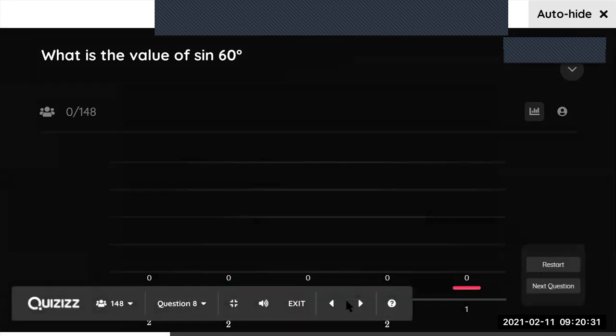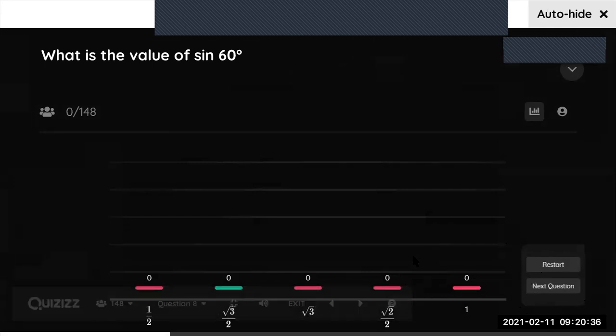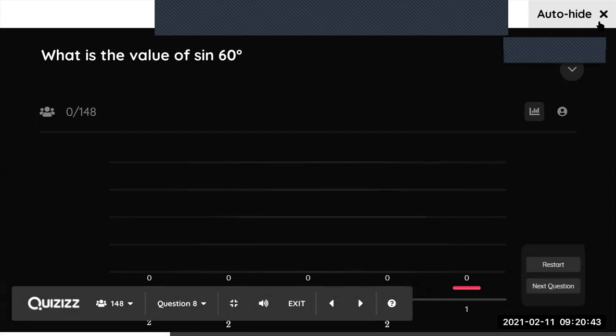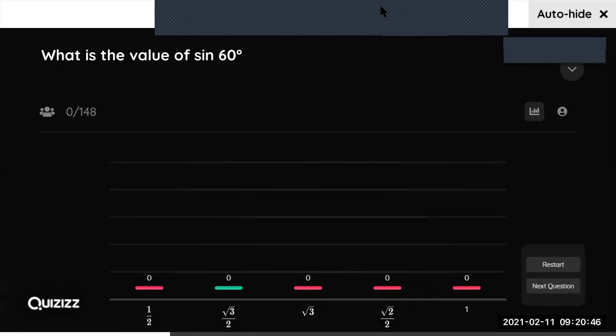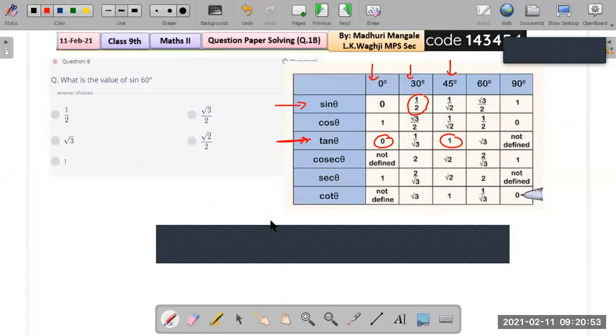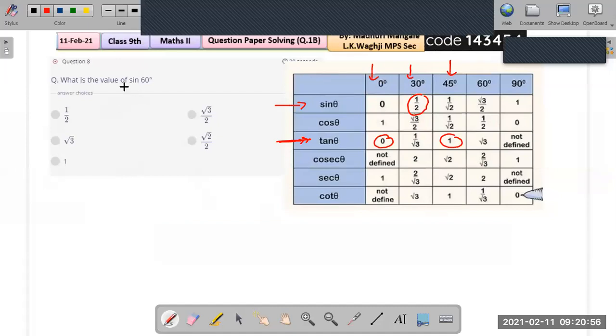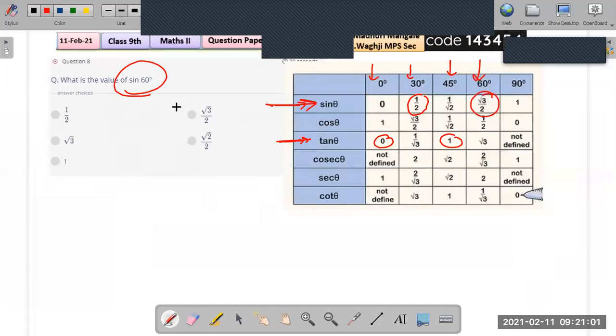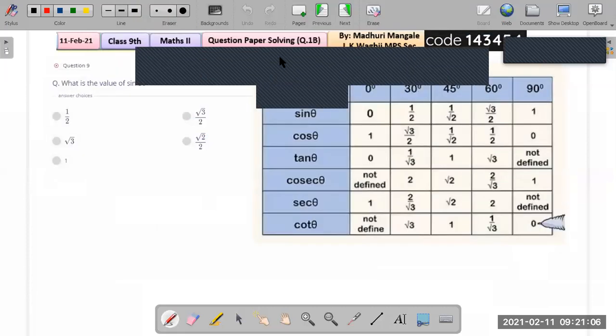Okay, it seems there is some error or some problem here, because your answers are not being accepted, maybe. God knows what is the reason, but yes, the answer to this was root 3 upon 2. So just check, root 3 by 2, that was the answer here. Sine of 60 is root 3 over 2. That was the correct answer. Let us move to next question.